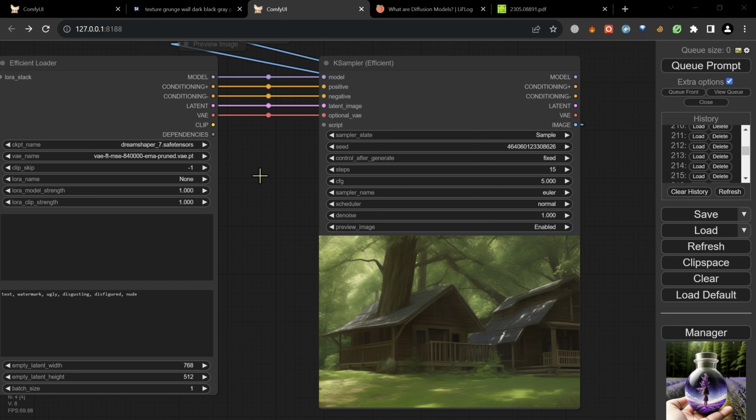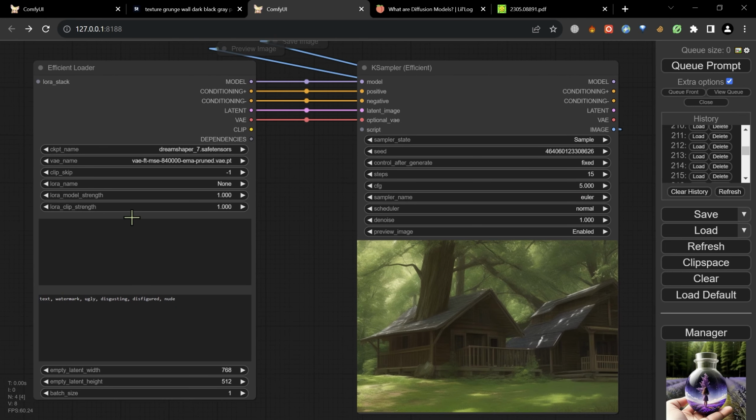Now, most of the time when we work with prompts, we're working inside of the positive and the negative prompts. And this is what it looks like inside of the efficient loader and the efficient sampler. The positive and the negative are usually where we spend a lot of time, but you need to really understand how the positive and the negative prompts are interacting with the CFG, the steps, and the clip skip. And that's what we're going to be talking about in this particular video.